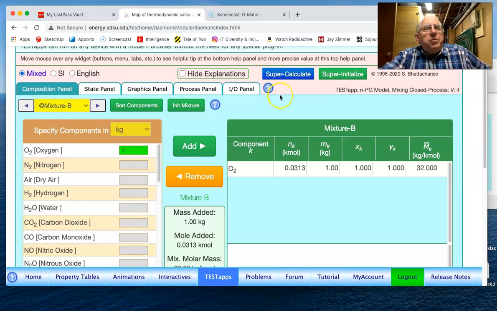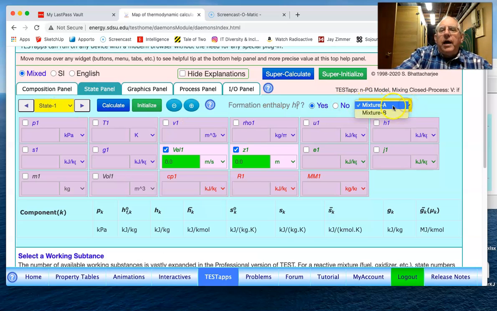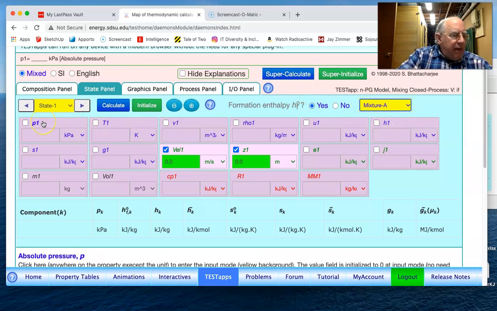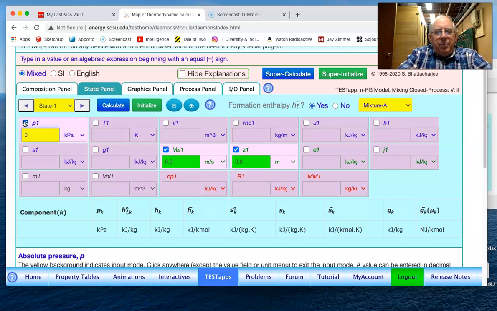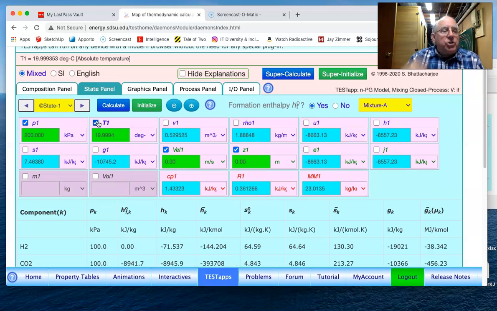And so before I talk about mixture C then, I'm going to go over to the state panel, and I'm going to put in the conditions associated with mixture A. So you'll notice that I have a mixture A and a mixture B here now. And so I'm going to say that the mixture A, which I've specified, is at 200 kPa pressure, and it's at a temperature equal to 20 Celsius. And so I now have put in my mixture conditions.